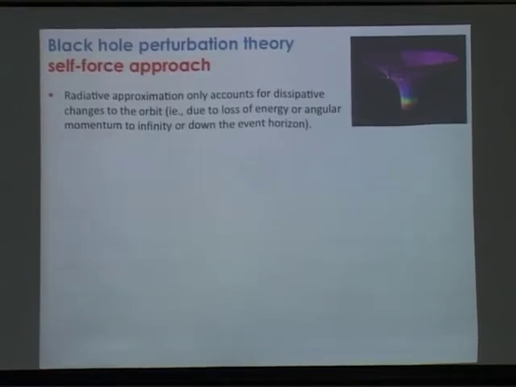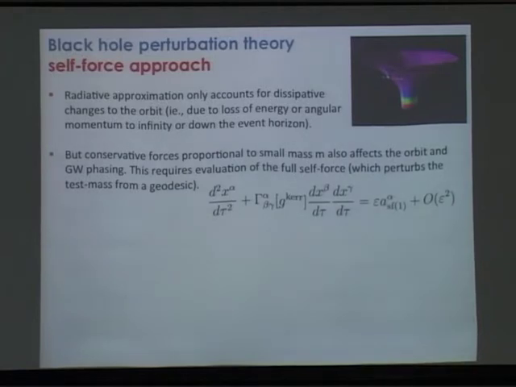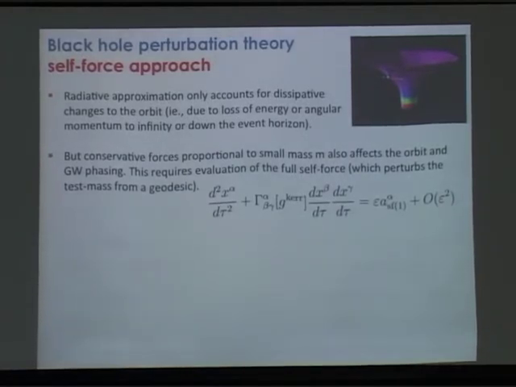So we're only accounting for energy loss to infinity or down the black hole horizon, but there are other effects which can modify the orbit, which will depend on the mass of the small body, which are not necessarily dissipative effects. There are so-called conservative effects that also affect the orbital evolution, which are not directly related to, say, energy going to infinity. So in order to get around this problem, you can't use this radiative approximation.